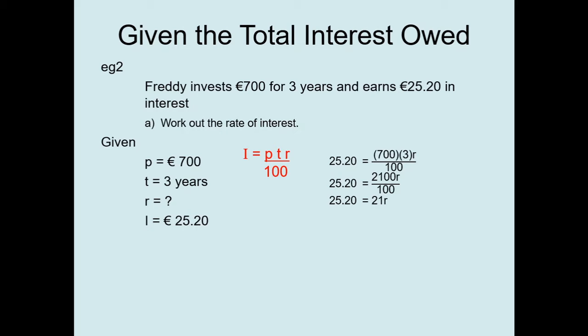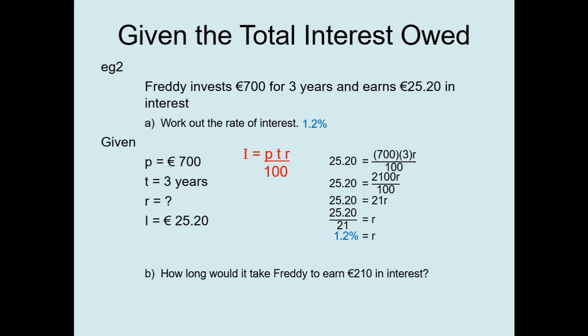Get the R on its own. It's being multiplied by 21 right now. A number in front of a letter means that they are being multiplied. So move the 21 to the other side and do the opposite. The opposite of multiply is divide. So R must be equal to 1.2%. The rate of interest was 1.2%.